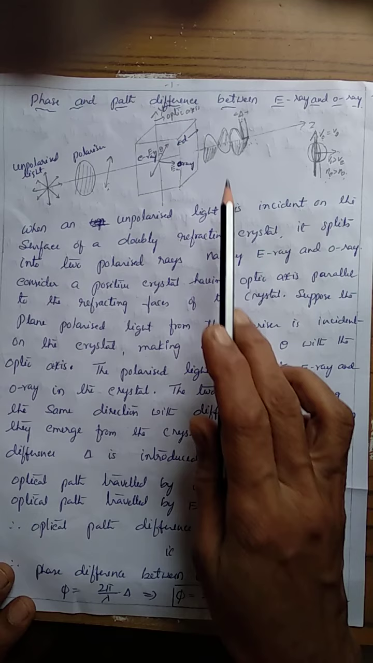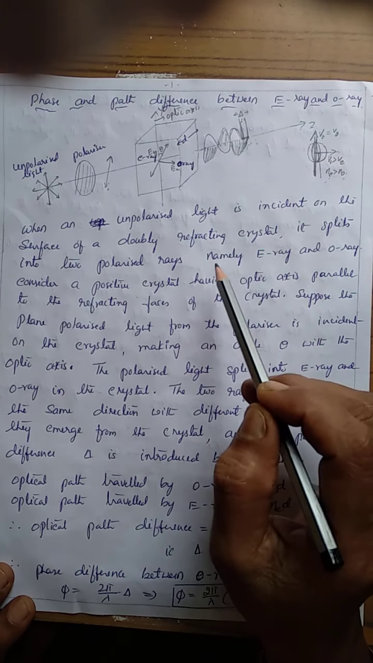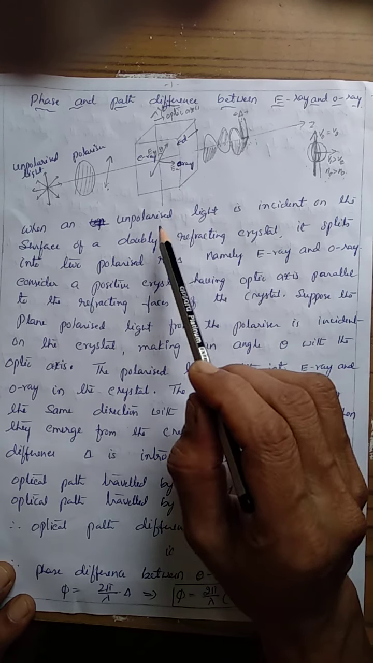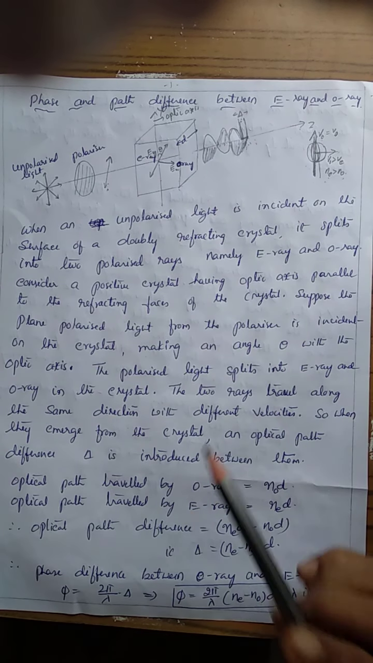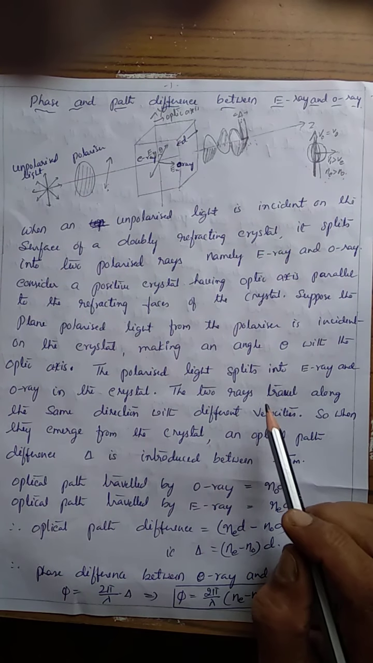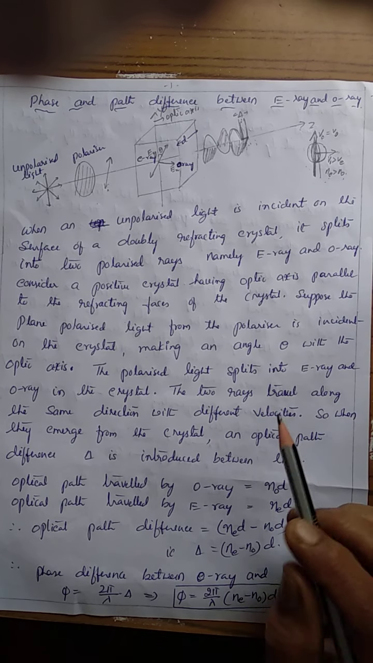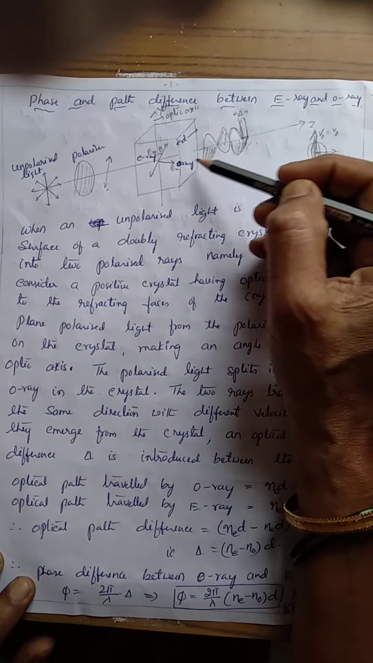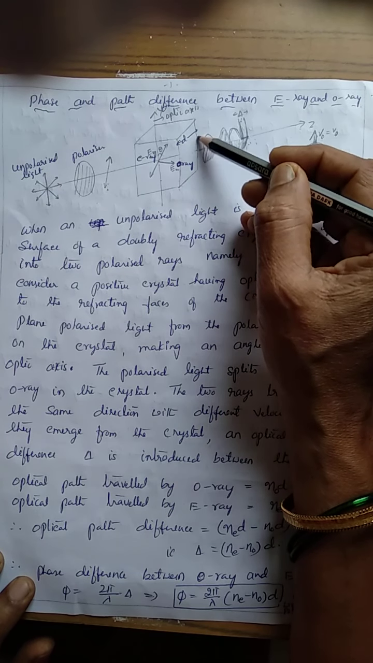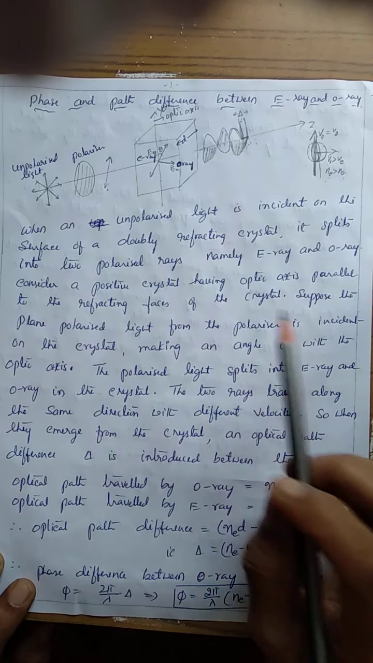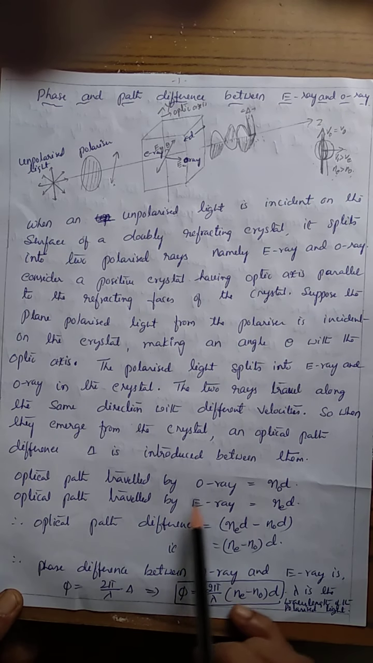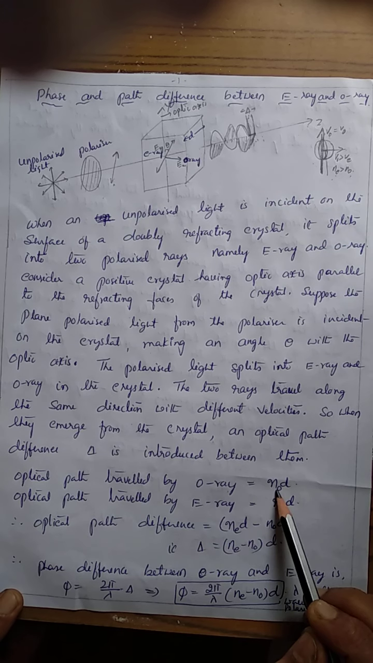And to find that path difference and the phase difference, let us consider the optical path traveled by E ray and O ray inside the crystal. You know that optical path is nothing but the product of refractive index and the geometrical path. See here, this is the thickness of the crystal. Let D be the thickness of the crystal. Now, the optical path traveled by O ray is nothing but NO into D.